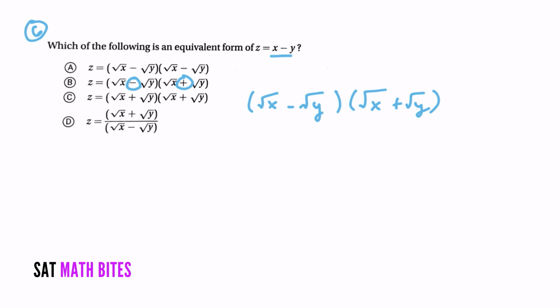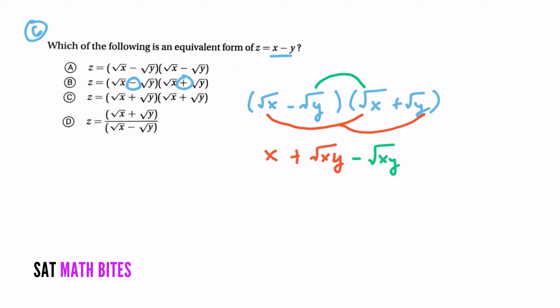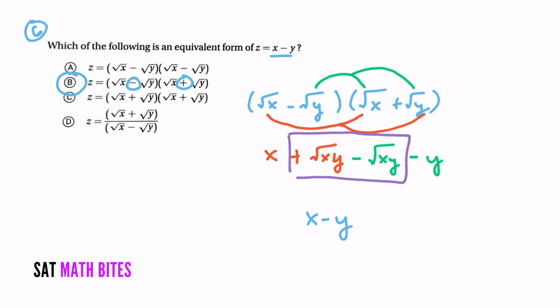If we multiplied this out, this would give me the square root of x times the square root of x, that's x. Then I would have the square root of x times the square root of y, that would give me plus square root of xy. And then the square root of y times the square root of x would give me minus square root of xy. And then the square root of y times the square root of y would be minus y. And you can see what's going to happen here. These middle two terms would cancel out. That would give me 0. And that would just reduce to x minus y. That's why the answer here is B.